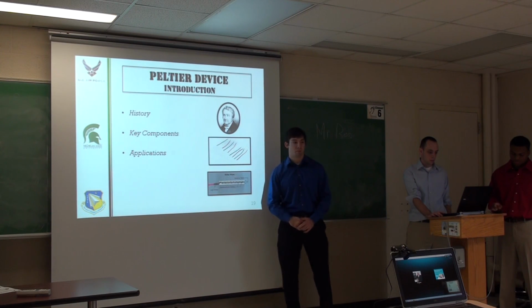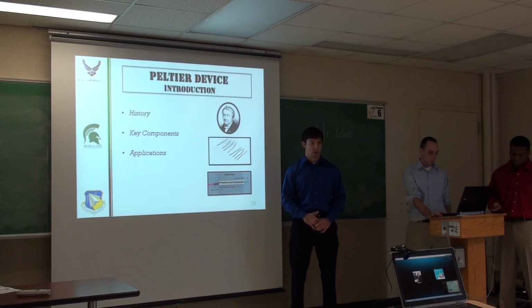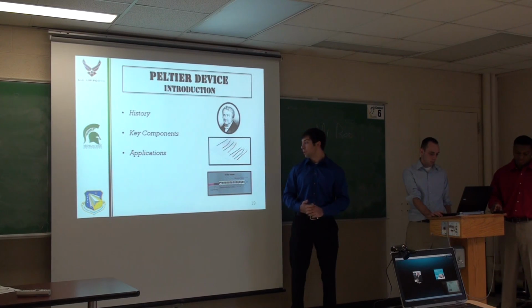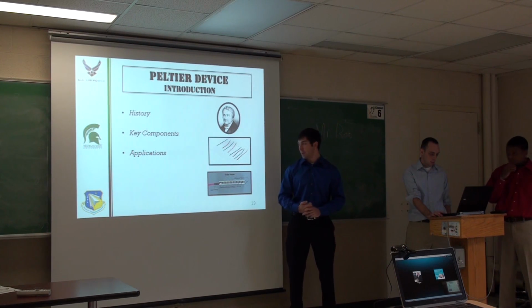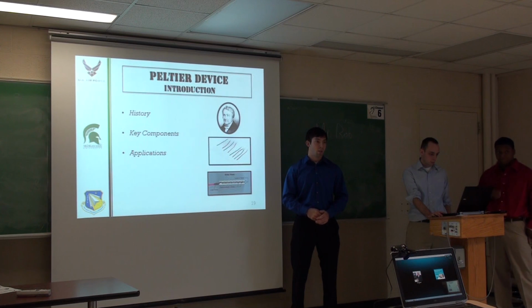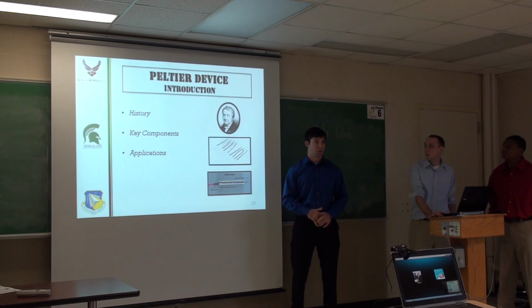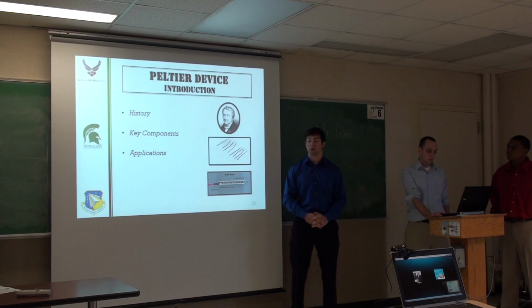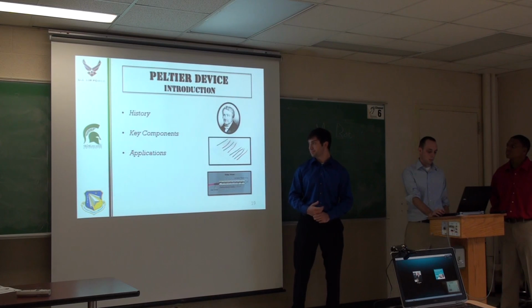Some of the key components of a Peltier device are the current being applied to the device, the semiconductors, the ceramic plates that hold the device together, and also the metal conductors that combine the whole circuitry together. Some of the applications for Peltier devices: mostly they're used on microcontrollers and other computer architecture. They've also been used in cars for coolers in cup holders.